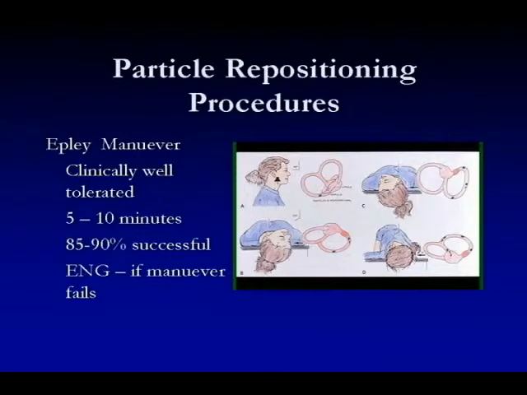And it takes us about 5 to 10 minutes on a patient. After you explain to them, it's got about an 85 to 90% success rate. Keeping in mind on some of these patients, you'll have to do it up to 3 times to get all of the little particulate matter out of the posterior semicircular canal.